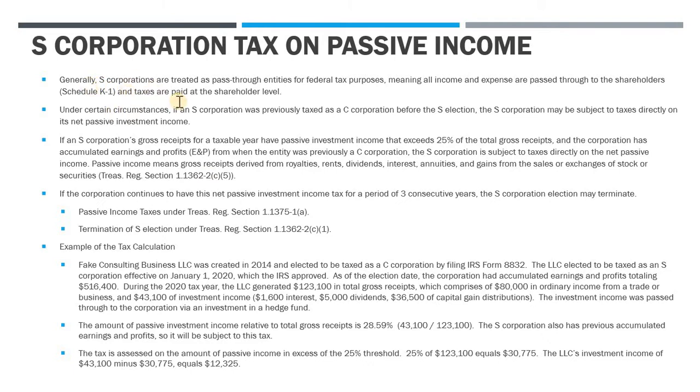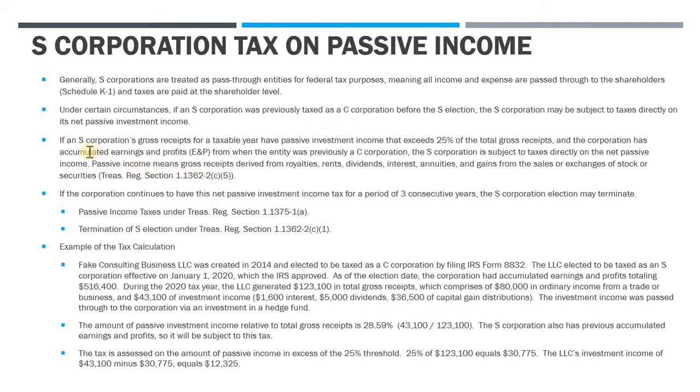Generally S-Corps are treated as pass-through entities, right? Everyone's familiar with this. The S-Corp files the tax return itself, but no taxes are paid at the S-Corp level. Everything is distributed to the shareholders on a K-1. The K-1s are filed with the shareholders' 1040 and they pay tax at that level. However, there are certain circumstances where an S-Corp might pay tax directly. If you have an S-Corp that was previously taxed as a C-Corp before it made the S-election, and the C-Corp has accumulated earnings and profits, the S-Corp might be subject to tax on its passive investment income.